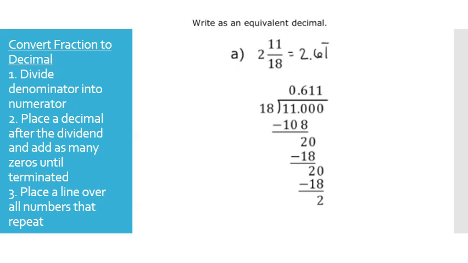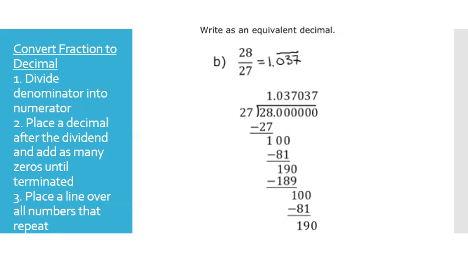Okay, so take your finger off the 2. And if you remember from our previous podcast, anything to the left of a decimal point is a whole number. 2 is a whole number, and in the mixed number, the fraction part, 11 over 18, converts to the decimal number. So what we do is just bring over the 2 and put that in the whole number slot. 2 and 11/18 converts to an equivalent decimal of 2.61, where the 1 is repeating.